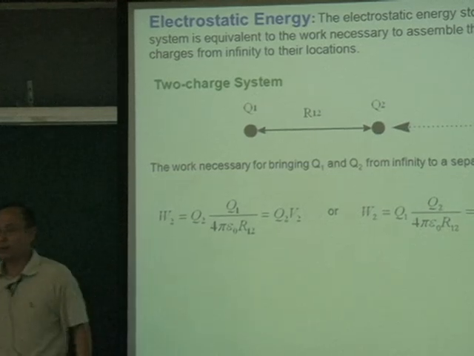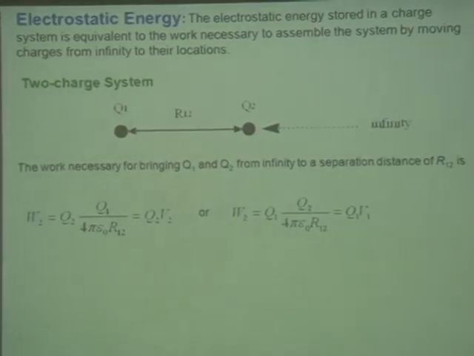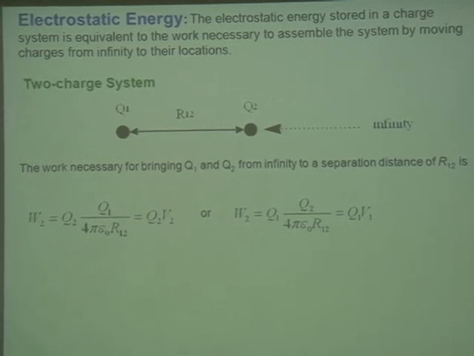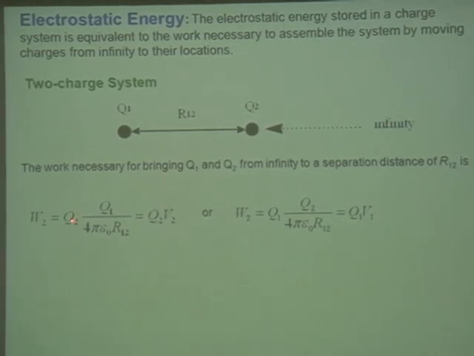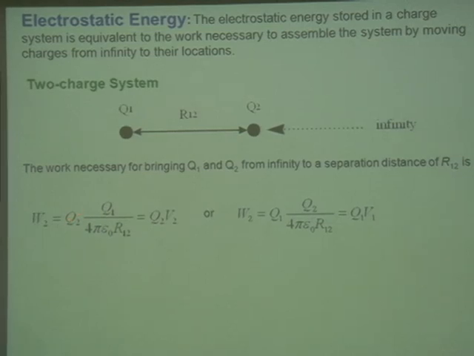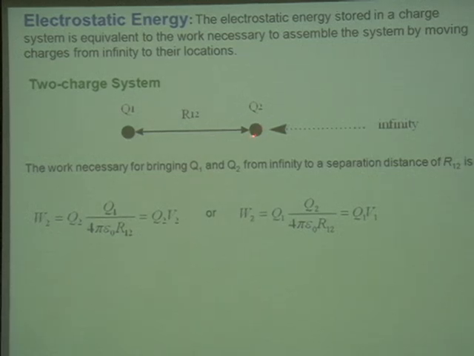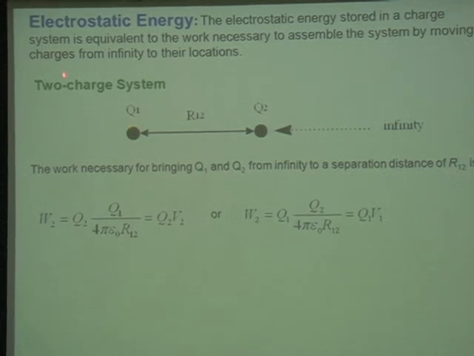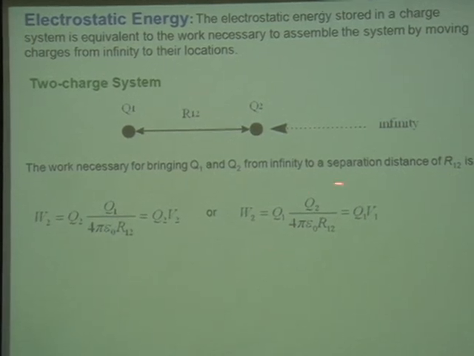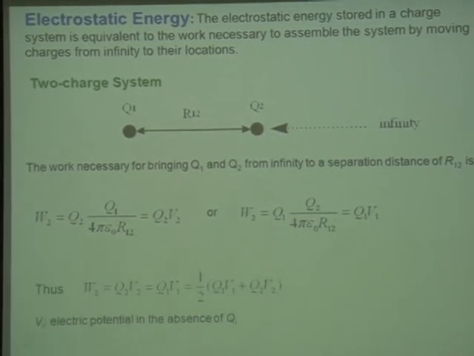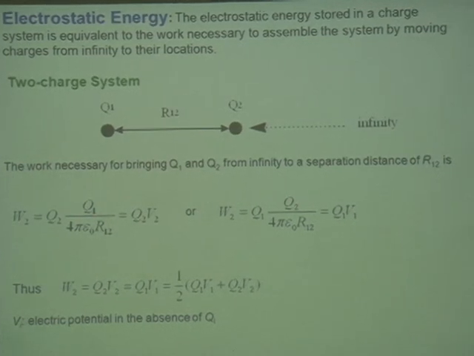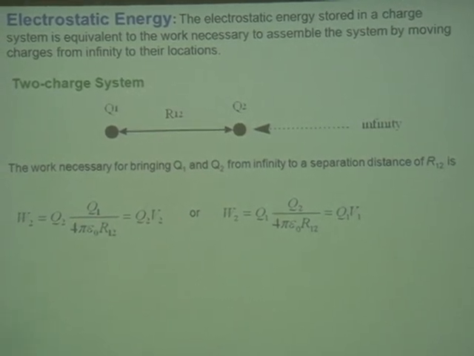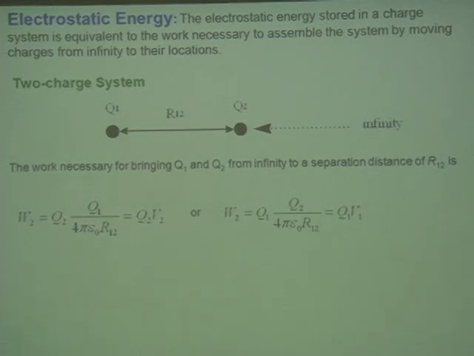Okay. And then if I want to move Q2 from infinite location to this R12, then you multiply Q2 with this V2. Well, the problem is symmetric about Q1 and Q2. Well, you can move the charge from infinity. You can move charge Q2 from infinity to R12. You can also have Q2 in this location to start with, and then you move Q1 from infinity to this location. Okay, and then you have this expression. These two expressions are the same because you are talking about the energy stored in the same system.